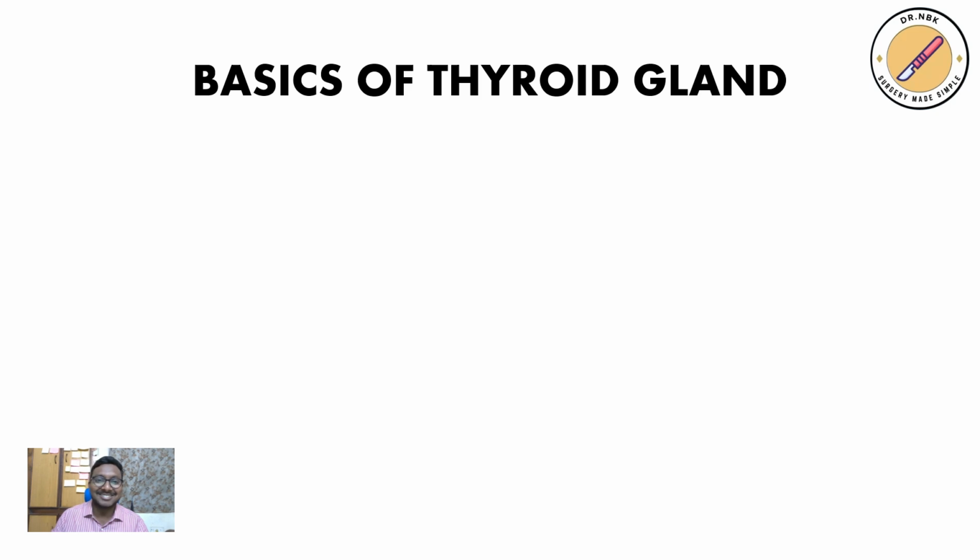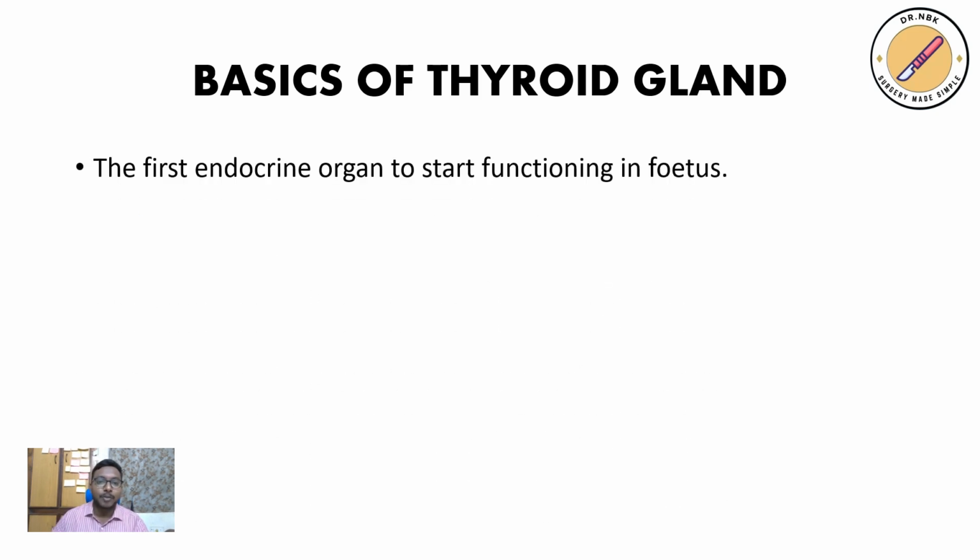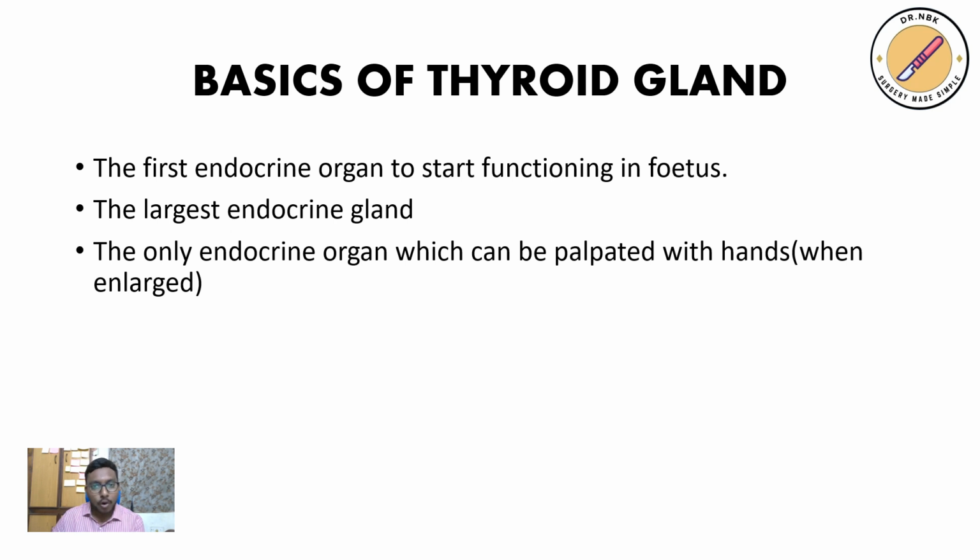So let's start. The first one is that thyroid gland is the first endocrine gland to start functioning in the fetus at around 10th week. It is the largest endocrine gland. It is the only endocrine gland which can be palpated with our hands when enlarged. And it is very highly vascular. We will discuss this last point when we talk about operative surgery.